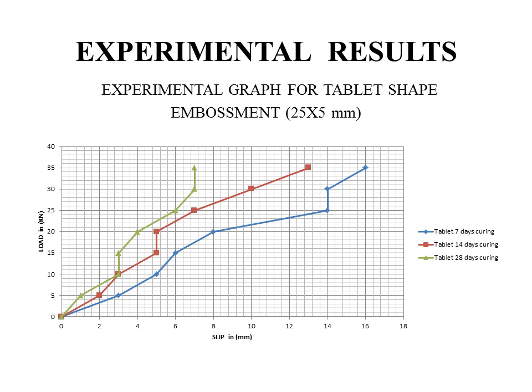This graph shows the tablet shape embossment slip resistance. The maximum slip resisted by the tablet shape embossment is 16 mm for 7 days of curing. As far as 28 days of curing is concerned, the value will be around 6 to 7, that is around 7. The maximum load that has been resisted was 34 point something, that is around 35 kN.